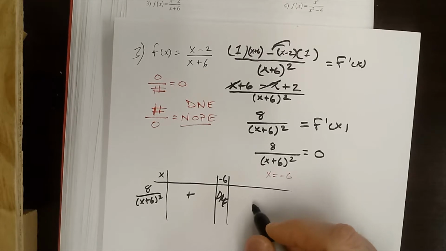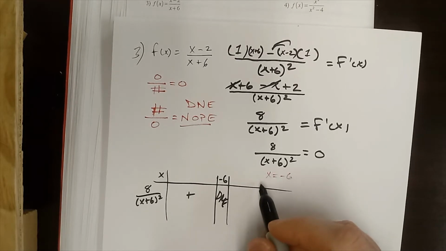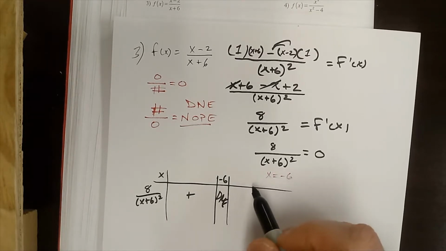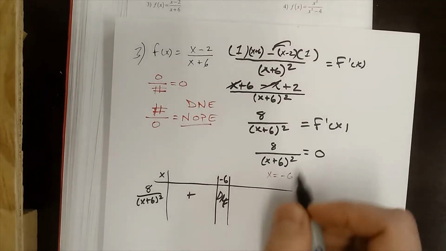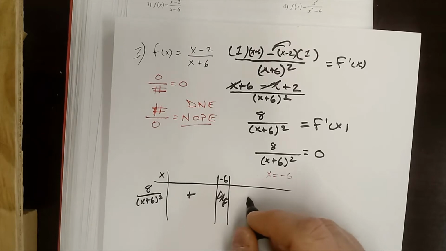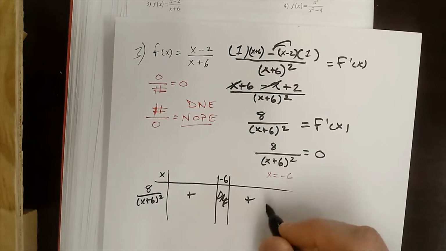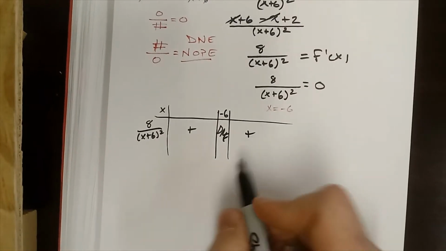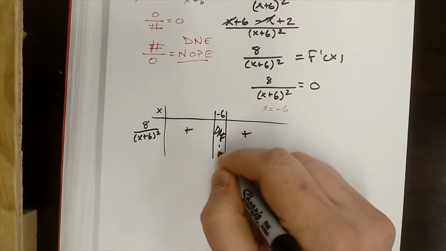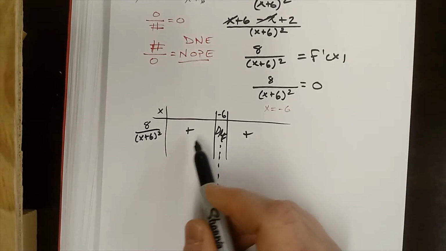And then over here, pick a number bigger than negative 6. So I'll pick 0. It's nice and easy. That's going to be 8 over 36, which is positive. Whatever, it's going to be a positive. Okay. So if you think about the slope of this, DNE is going to produce, in this situation, an asymptote. So we have a positive slope.